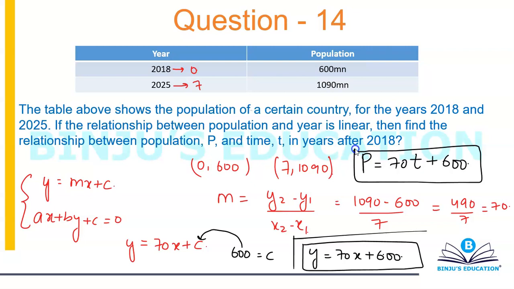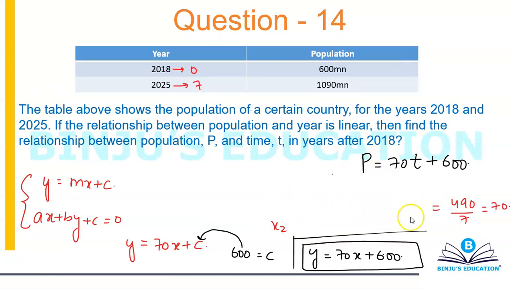So your answer will be given to you in one of the formats, but basically your equation will be p is equal to 70t plus 600. Now just to confuse you, what I have observed from previous papers is that instead of giving you simply p is equal to 70t plus 600, they can also say that t is equal to p minus 600 by 70. They can also give you something like this.